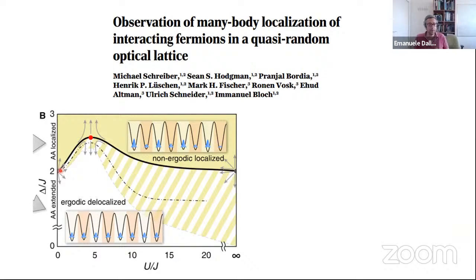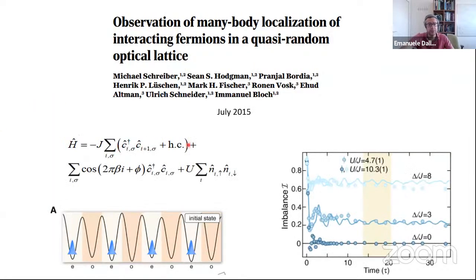But the main point was that interactions, in a sense, make the system more delocalized. And the reason is this. So what does it mean, interactions? Interaction means adding some term to your Hamiltonian. In general, when you add terms to a Hamiltonian, think of perturbation theory: you couple the eigenstates of the initial Hamiltonian.